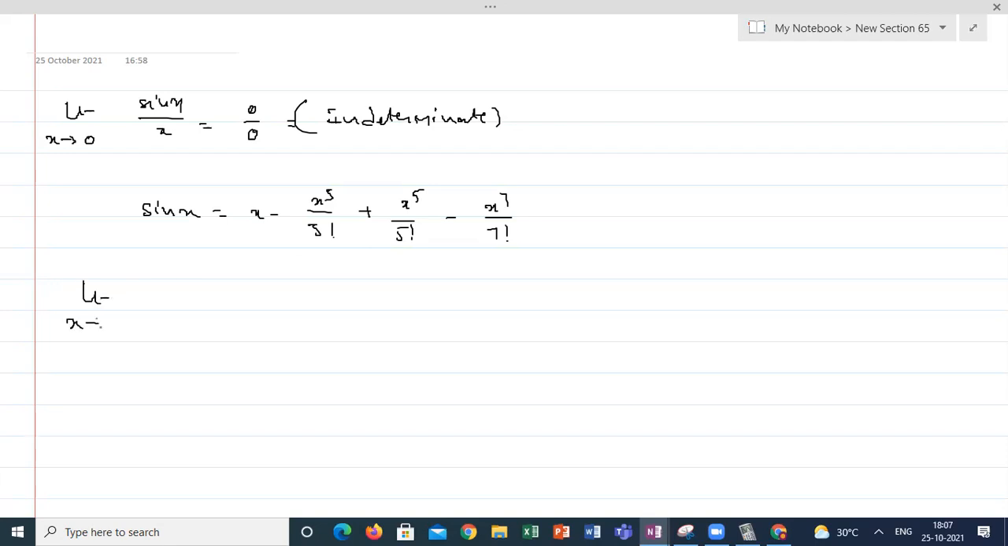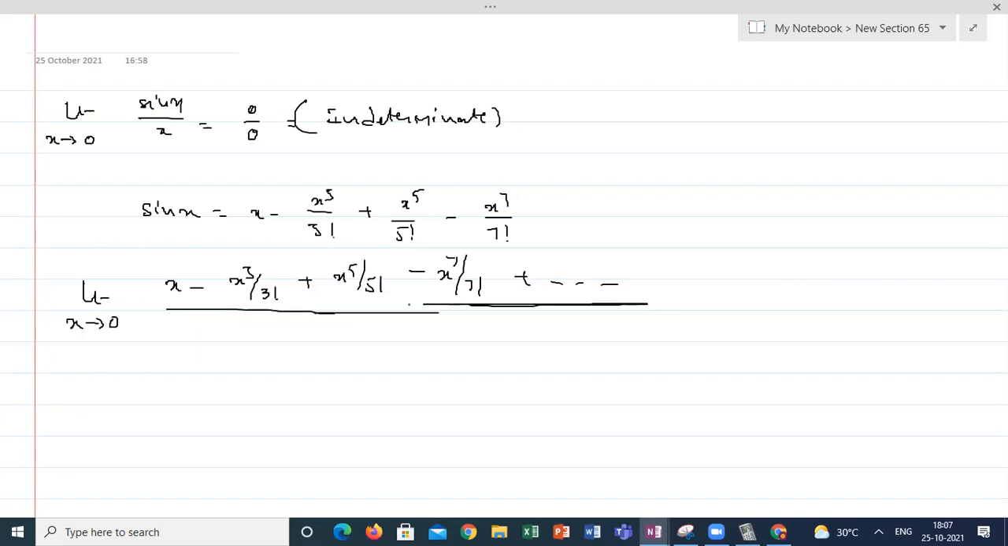If I apply this expansion, x cube by 3 factorial plus x power 5 by 5 factorial minus x power 7 by 7 factorial plus and so on. This is called an infinite series. There is no ending for the series. So if I cancel x, limit x tends to 0, 1 minus x square by 3 factorial plus x power 4 by 5 factorial minus x power 6 by 7 factorial plus and so on. If I apply the limit, except for the first term, the rest of all the terms will become 0.